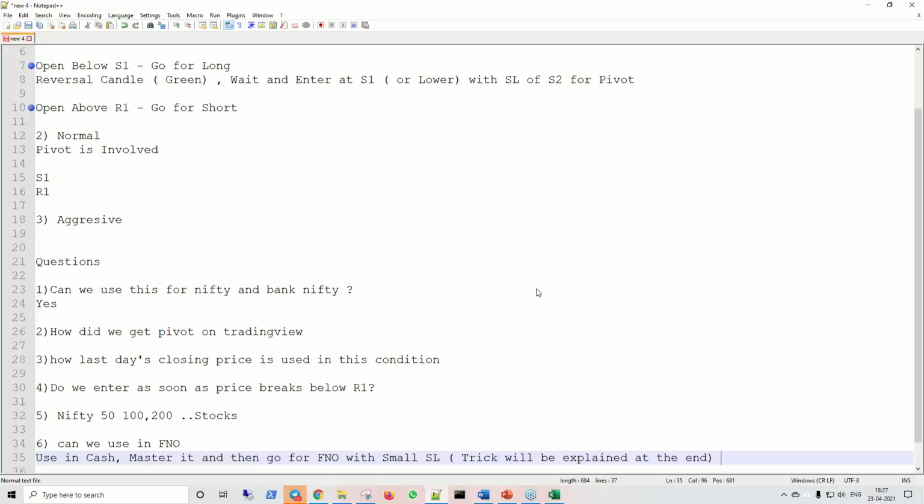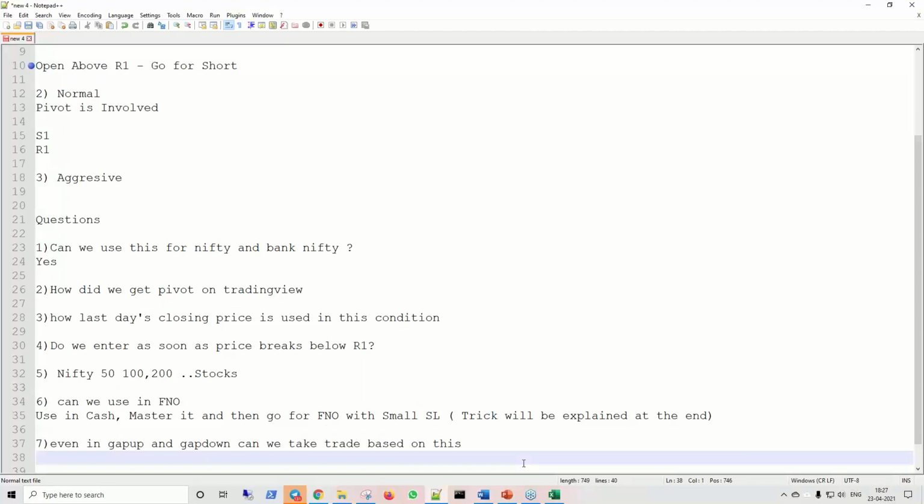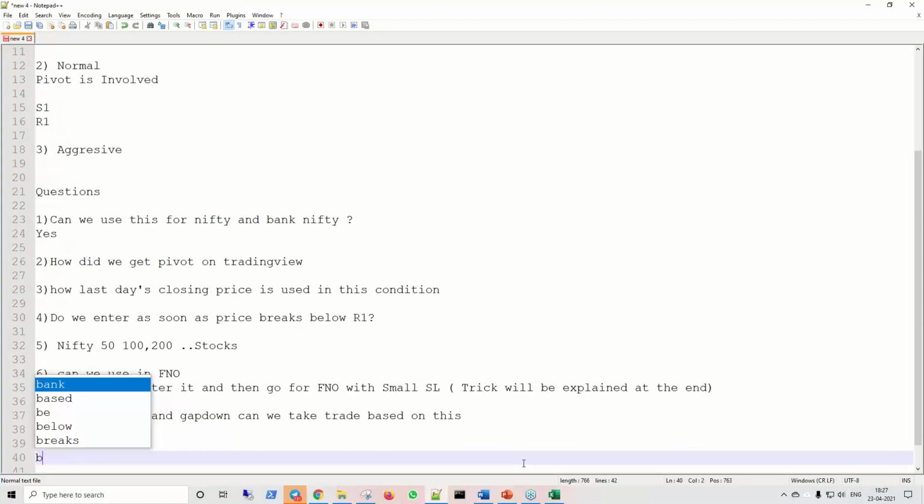Even in gap up, gap down, we can trade based on this. Yes, this method is mainly meant for huge gap up, gap down openings only. Now what if the open is beyond S3 or R3? Better ignore that. If it is beyond S3 or R3, better stay away.